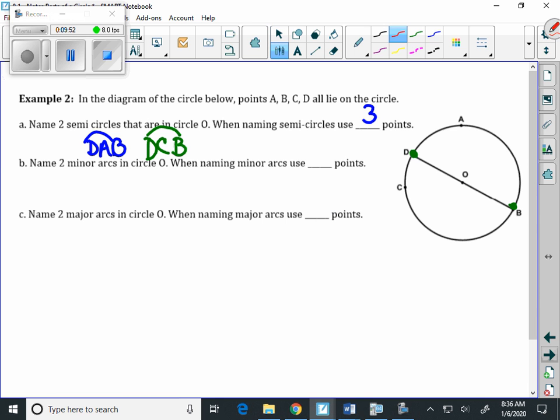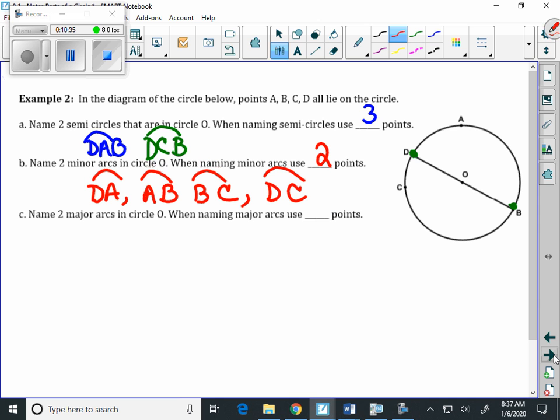If we name 2 minor arcs in circle O, when we name 2 minor arcs, we only use 2 points. and we still use that symbol of an arc, there's lots of them that we could say. We could say arc DA, or we could say arc AB. We could say arc BC. Like I said, there's a lot of them. We could say arc BC or CD. That gives you at least a sample of them. There's probably more.